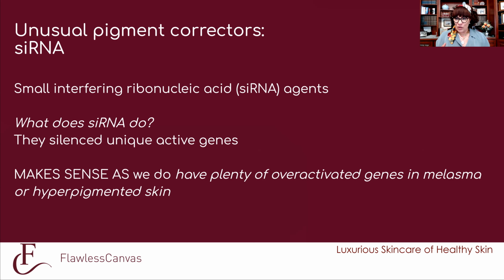This technology makes sense because we have so many overactive genes when we are talking about melasma or hyperpigmented skin. At the same time, how many siRNAs will we need to use to get the result that we want? Because remember, melasma is multifactorial, so whenever you stop one factor, the other one goes out of control. You need to grab all of them at the same time and decrease their activation. But it's a very unique technology that maybe will have some results in the future.